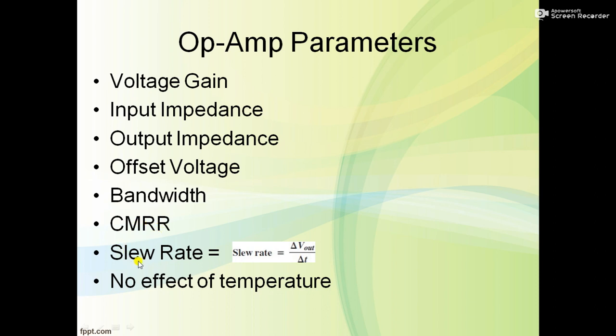The next one is slew rate. Slew rate means what? If there is any change in the output voltage, simultaneously there is some change in the input also, and the slew rate is the ratio. According to this equation, if there is any change in the output voltage with respect to time, simultaneously there is some change in the input.